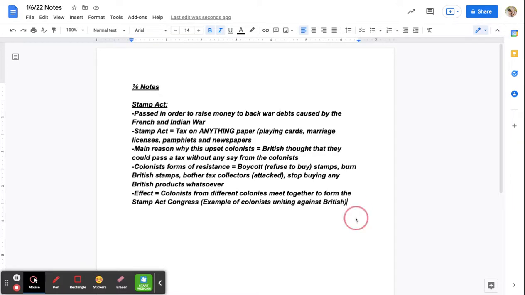So there are a lot of negative effects for King George that come out of the Stamp Act, and so ultimately this effect ends up causing Parliament, which is British government, it ends up causing Parliament and King George III to decide on repealing or taking back the Stamp Act.